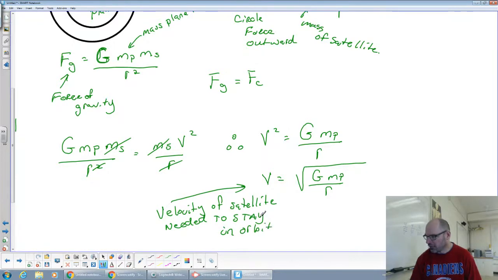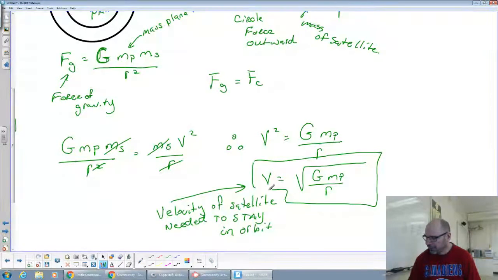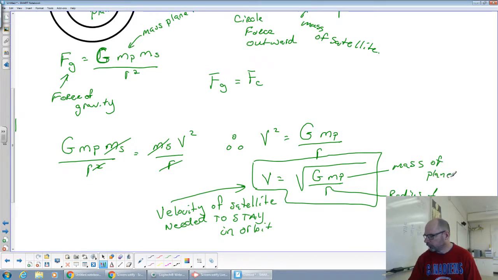And that is one of the equations right there. Okay, we know that that's the gravitational constant, that's the mass of the planet, and that's the radius of the orbit. Okay, you won't have to derive this, because you'll get the equation.